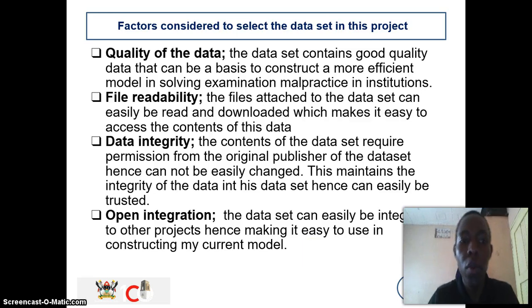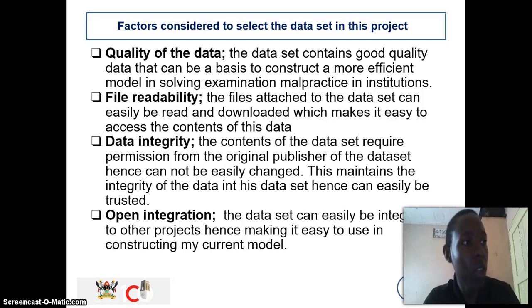So the next factor we consider is file readability. To select a dataset, you make sure that all the files included in that dataset can be read by anyone and can be accessible in any case. Data integrity: we are talking about the originalness of data. The contents of the dataset that we selected cannot be edited unless you're the admin or have the administrator's permission. This means that the data remains in its originality, the way it was published by the author.